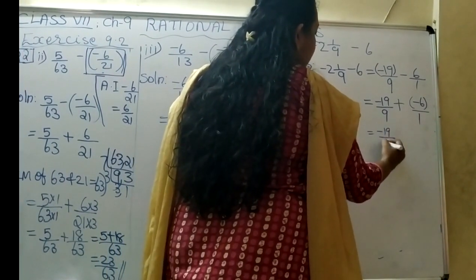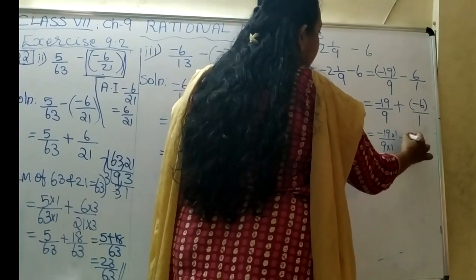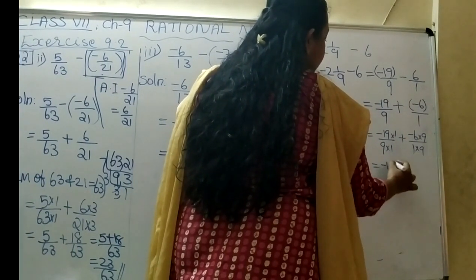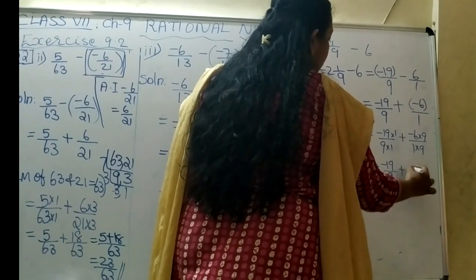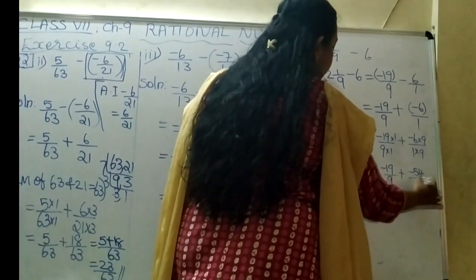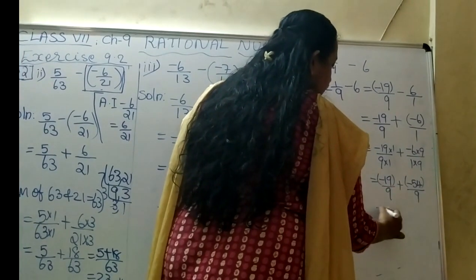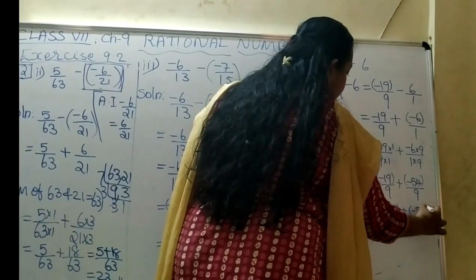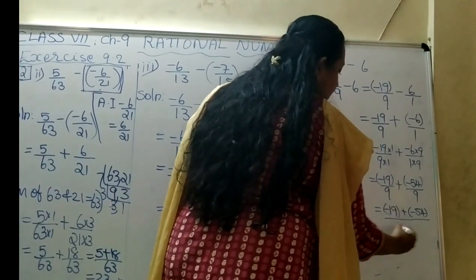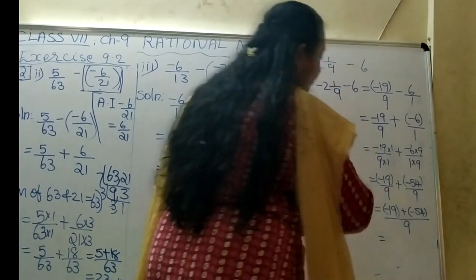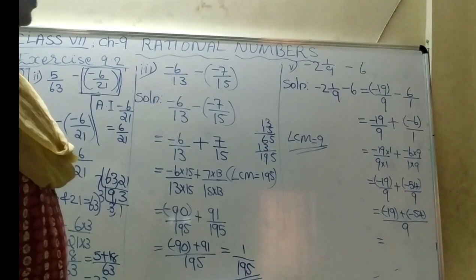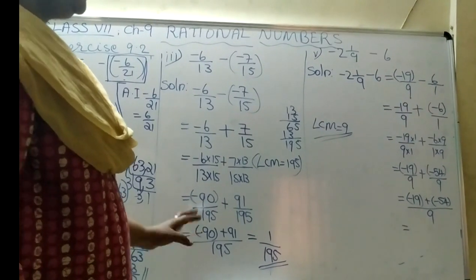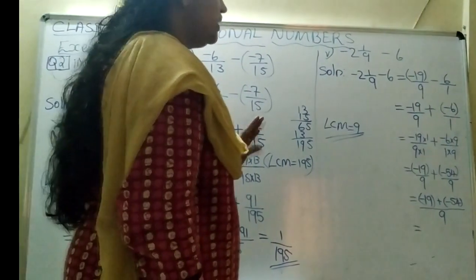So minus 19 upon 9 multiplied by 1 plus minus 6 upon 1 multiplied by 9 gives minus 19 upon 9 plus minus 54 upon 9. Now the denominators are same. You can add the numerators and keep the same denominator. So minus 19 plus minus 54 whole divided by 9. Now we can apply the rule of addition of integers having same sign. If the signs are same, you simply add the integers and put the same sign.